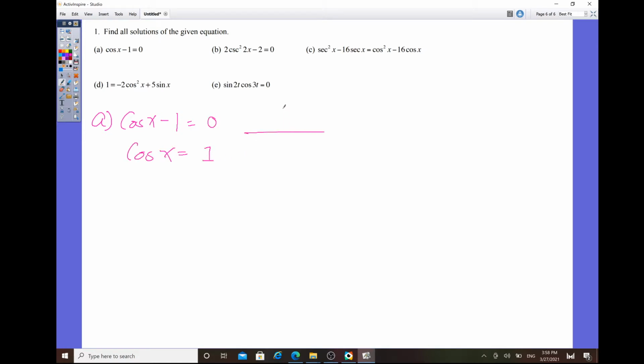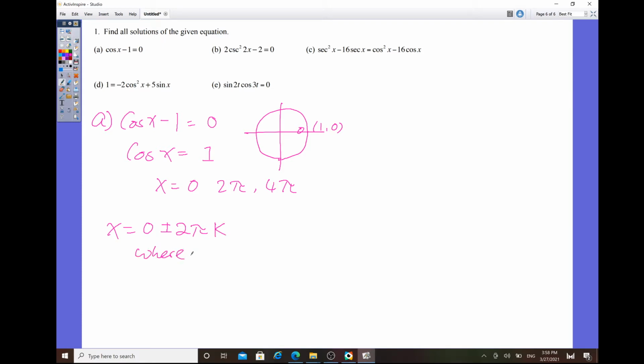And then we know that if we go around the unit circle, finding the position of 1, we get (1, 0), so that means either 0 radians or 2 pi. If we keep going, then that would be 4 pi. So the way to state all the solutions here is x equals 0 plus or minus 2 pi k.